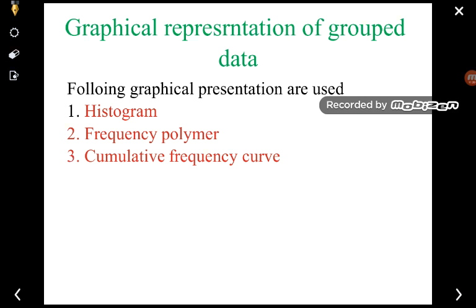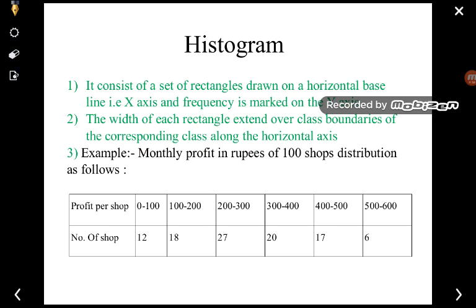So next is the graphical representation of the grouped data. Till now we have discussed the ungrouped data. Now we are going to cover the grouped data, or how this data is presented. Normally data is presented in the form of a graph. There are three forms of presenting the grouped data. First one is the histogram, next one is the frequency polygon, and third one is the cumulative frequency. So coming to the first topic, that is histogram.